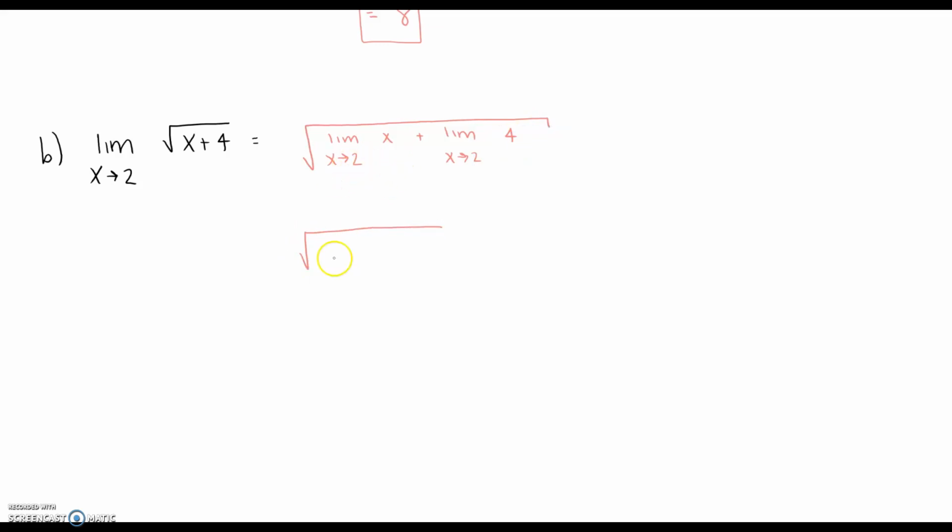This is going to become 2 because the limit as x approaches 2 of x will just be whatever it's approaching. And then this is going to be 4 because that's constant. 4 plus 2, 6. And can we simplify the square root of 6? No. And we are done.